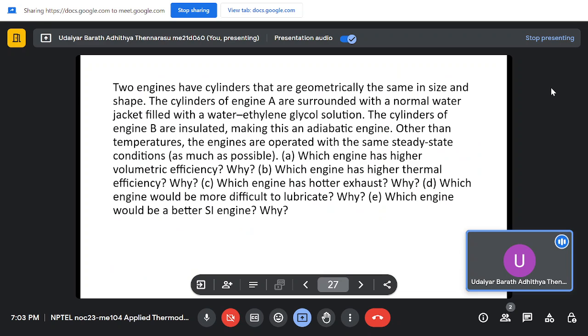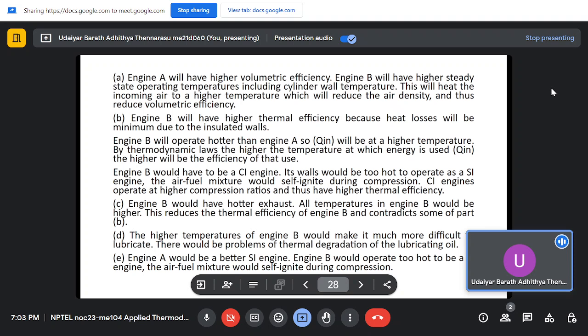So which engine would be more difficult to lubricate? Why? Definitely engine B will be difficult to lubricate because it's operating at higher temperature. If the flash point or flame point of your lubricating oil is very low, it can combust, and the oil can crack and produce carbon soot particles. So it can have different problems.